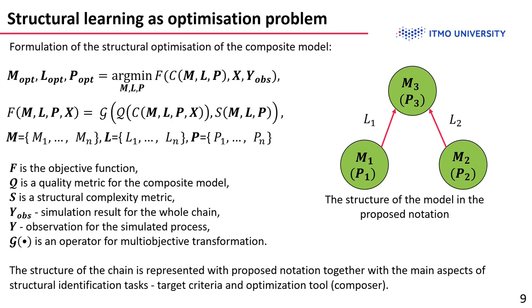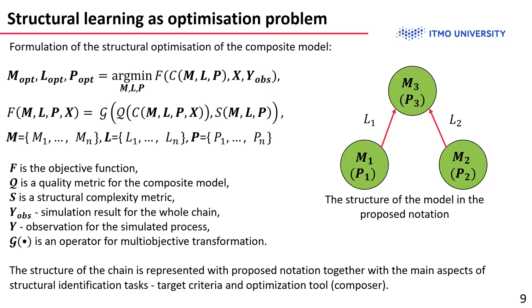To interpret structural learning as an optimization problem, we can use the following formulation. In this equation, M means the model that represents the nodes of the composite model. L represents the links between these nodes, and P represents the hyperparameters of each model in each node. In the figure, you can see the structure of a simple composite model that describes this formulation.